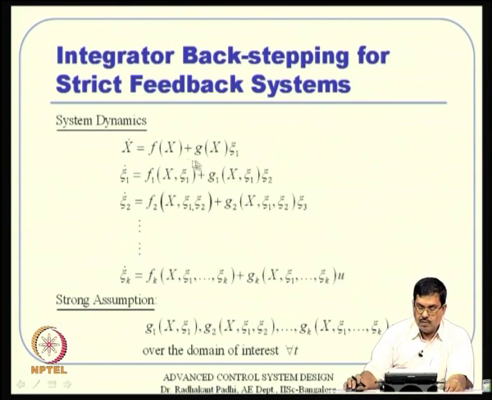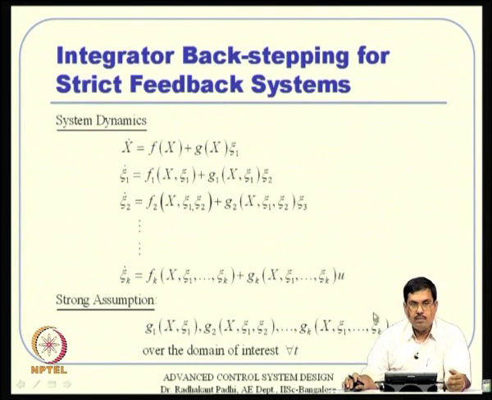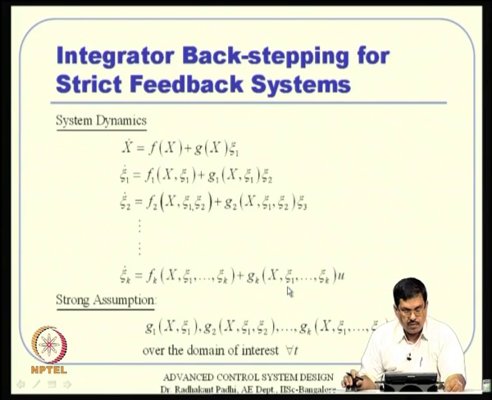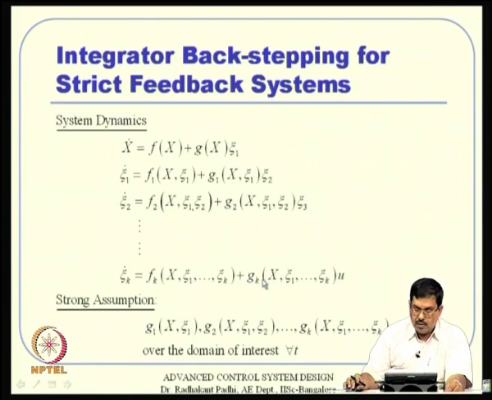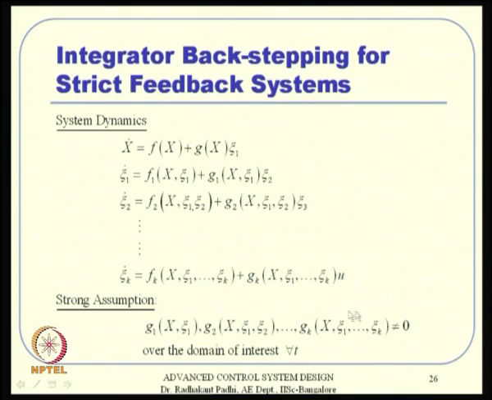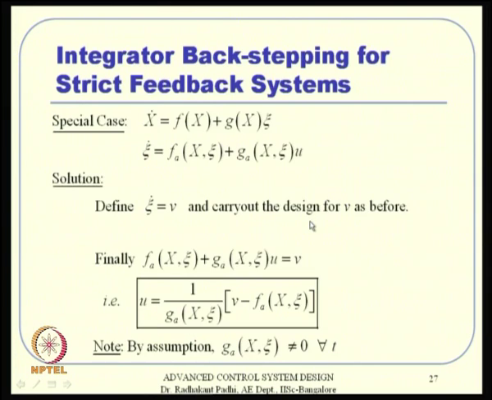So, a strict feedback system is something like this: you have x dot is like that, xi 1 dot is like this, where xi 2 is an input, xi 2 dot is like this, where xi 3 is an input, and like that it will continue to some arbitrary order k. There is a very strong assumption here, by the way: all these functions, not the first one, but starting from g1, g2 up to gk, are certainly not equal to 0 over the entire domain of interest for all time. That is a very strong assumption, but with that assumption we should be able to solve it.